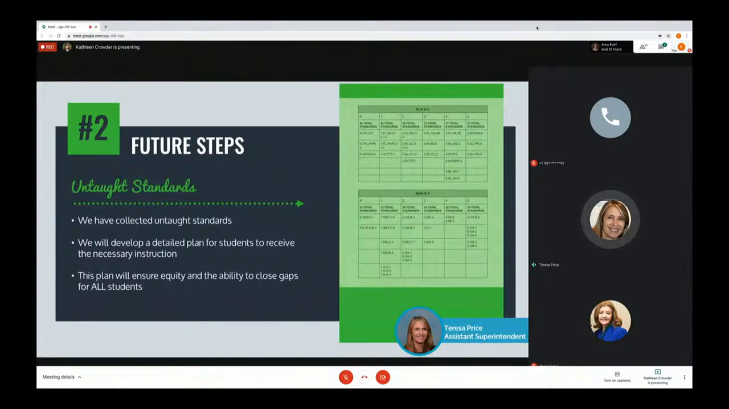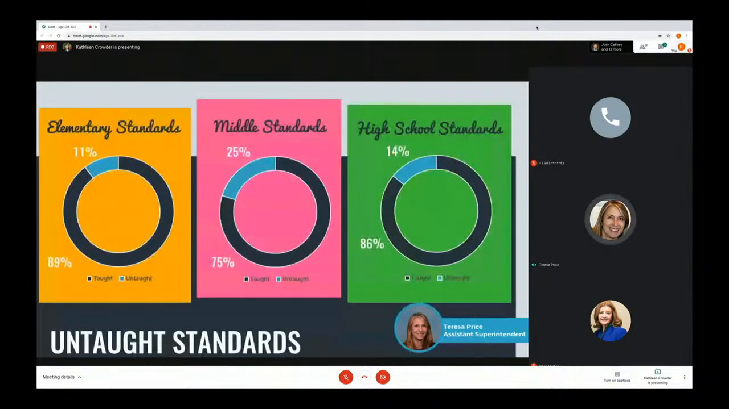Next, what are we gonna do about those untaught standards? It took the teachers and the team a long time to really go through and analyze and make sure what standards had been thoroughly taught and what standards we still had to go. After analyzing those standards, we're going to develop a detailed plan for students to receive that necessary instruction and make sure that they're ready and they're going to be successful with next year's standards. This plan will ensure equity and the ability to close the gaps for all students and not leave anybody behind.